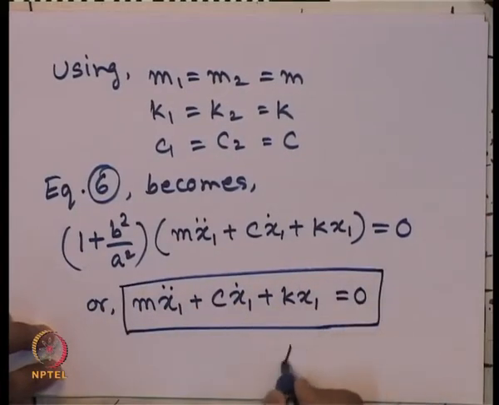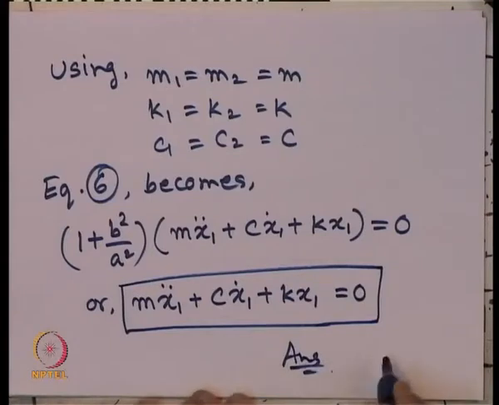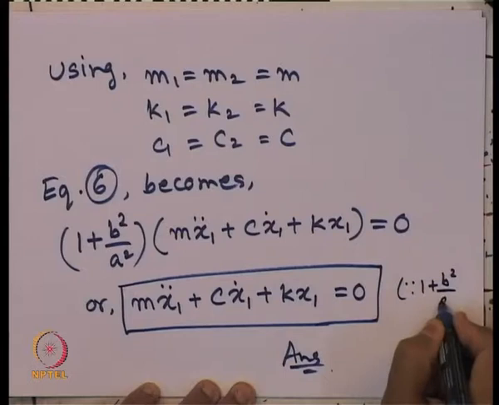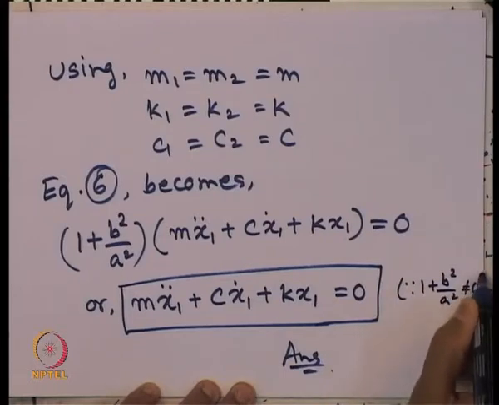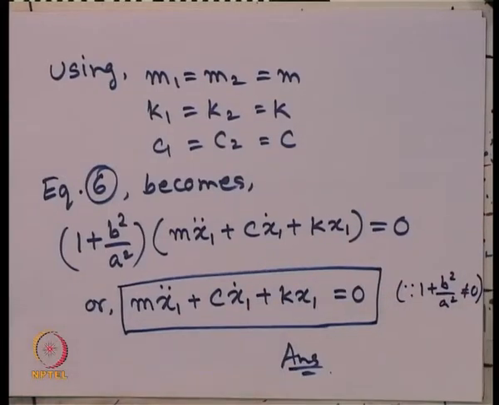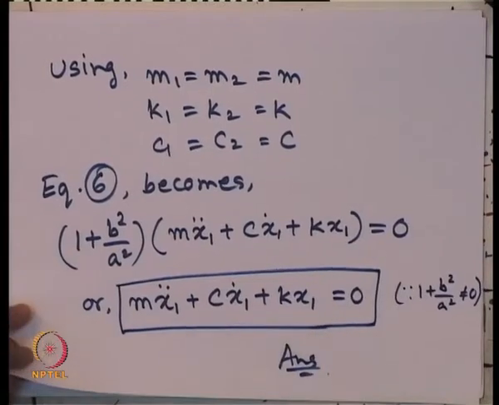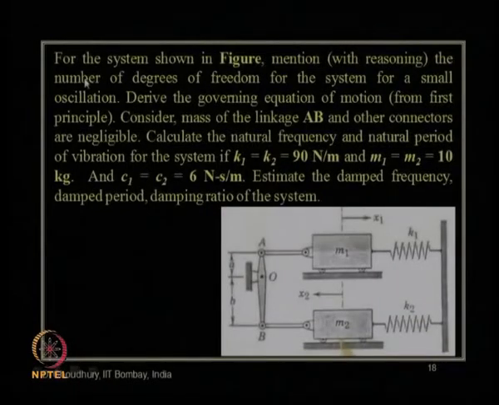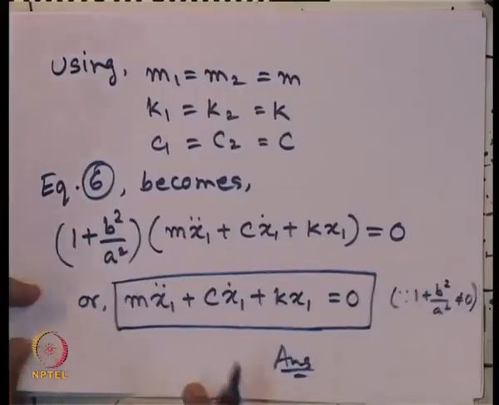So, this is our governing equation of motion, that is the second part of the answer, because this 1 plus b square by a square term is never 0. That is the reason. So, this is the governing equation of motion, which was asked in the question. If we look at the slide here, first it says identify the number of degrees of freedom for small oscillation, that we have identified, single degree of freedom system. Then it was to derive the governing equation of motion from first principle. So, from first principle, now we have arrived at this equation of motion.